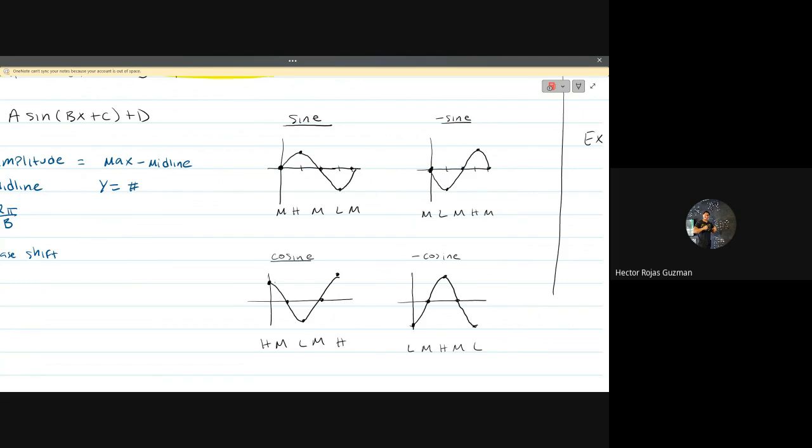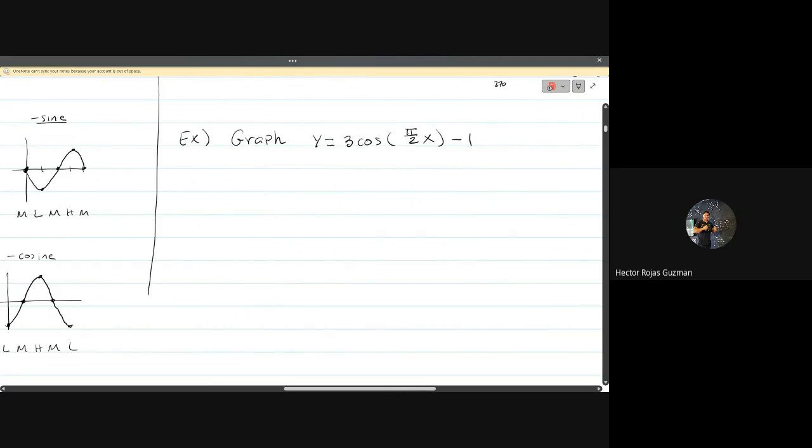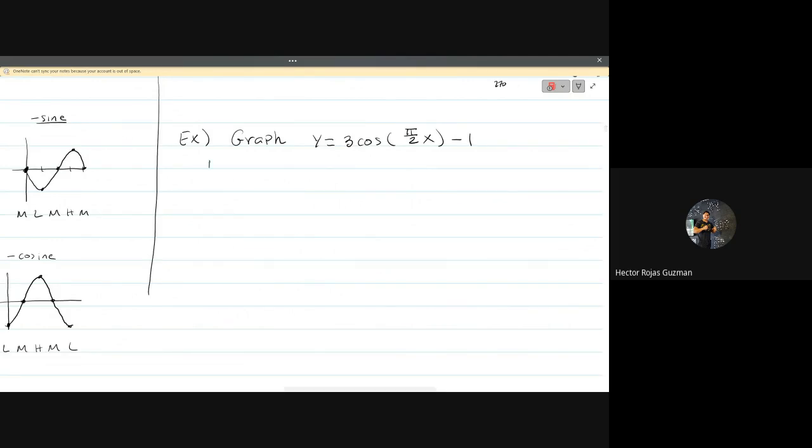Okay, back to the example. So we're supposed to graph this function. And let me go ahead and get my key information first. The amplitude is the absolute value of 3, which is 3. The midline, I'm going to put a colon right here. The midline is going to be y equals -1. That's the number in the back.